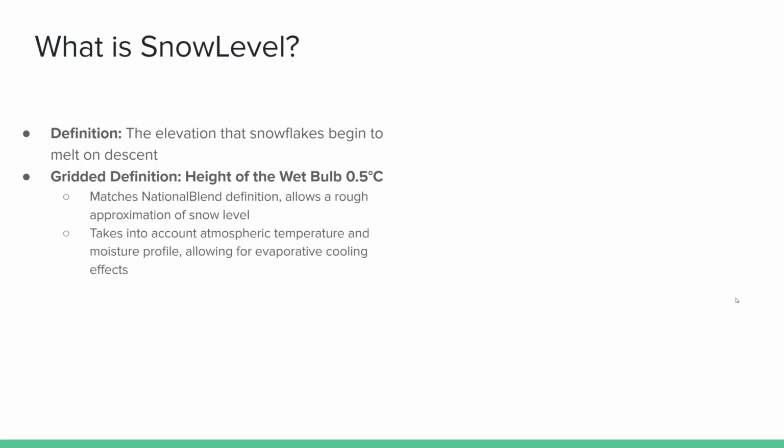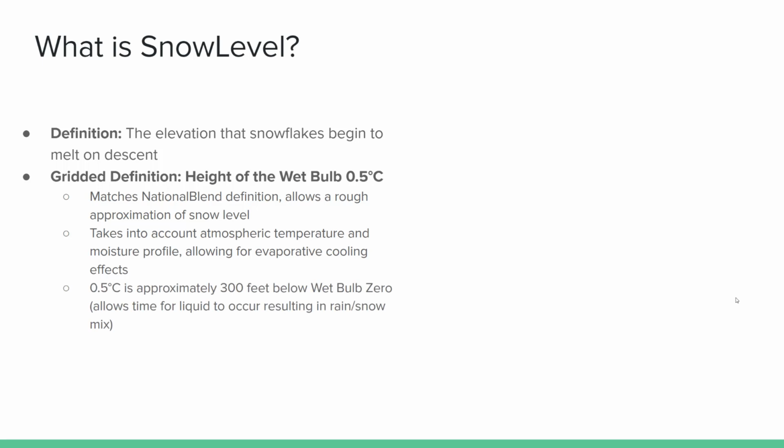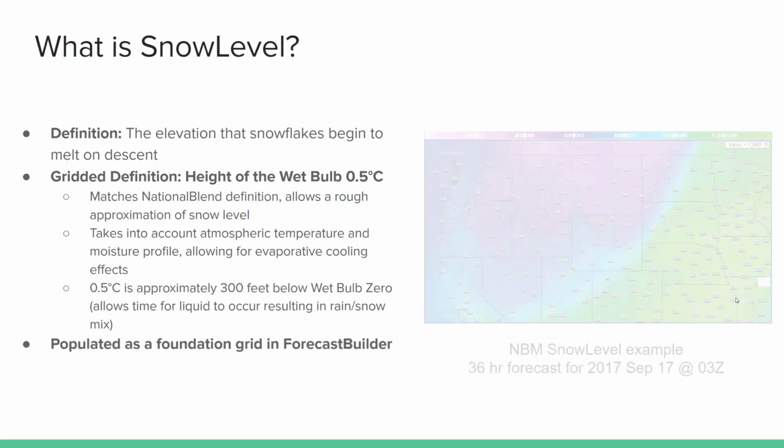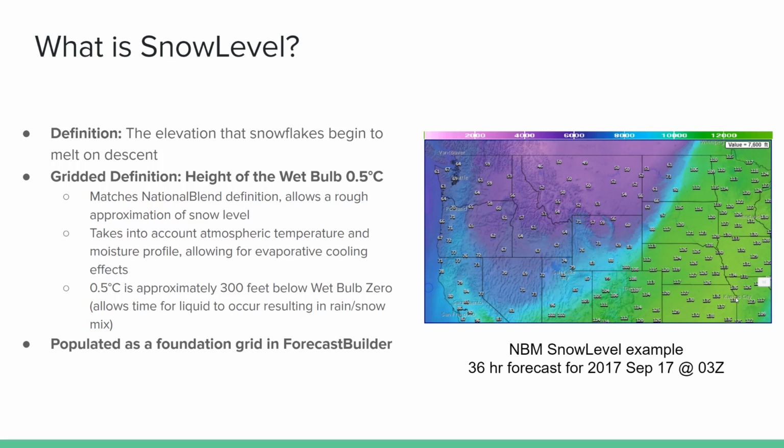The advantage to using the wet bulb temperature is that atmospheric temperature, moisture, and evaporative cooling effects are already accounted for, which provides a better estimate on when a falling snowflake will start to transition to liquid. For reference, the half-degree Celsius wet bulb temperature is about 300 feet below the wet bulb zero surface, which allows time for the liquid to start to develop as a snowflake falls. For SnowLevel offices, this is populated as a foundational grid in ForecastBuilder using the National Blend of Models.